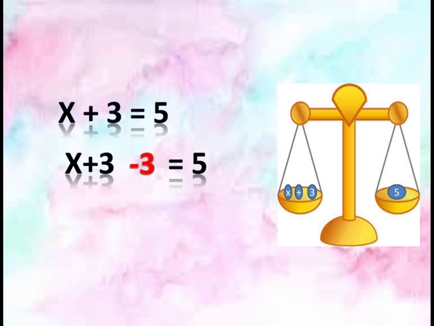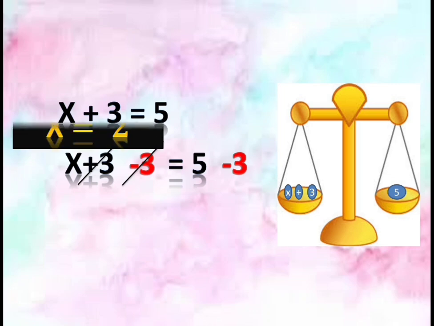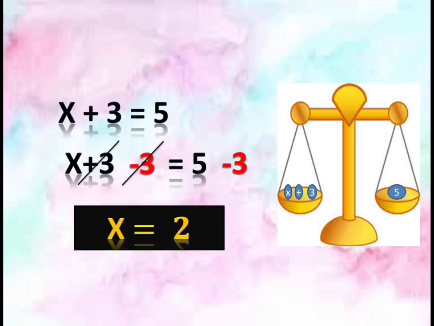But remember, we said before that this is a balance. So if I make any operation on the right hand side, I must make the same operation on the left hand side and vice versa. So I must put minus 3 on both sides. So plus 3 and minus 3 cancel together, remain x alone, and 5 minus 3 equals 2, so x equals 2.